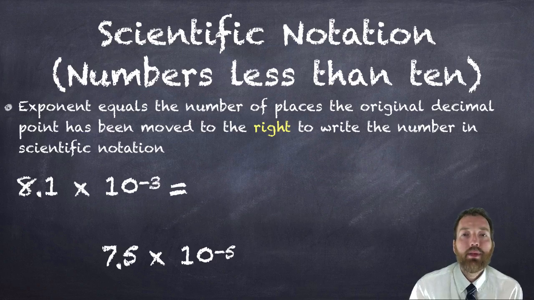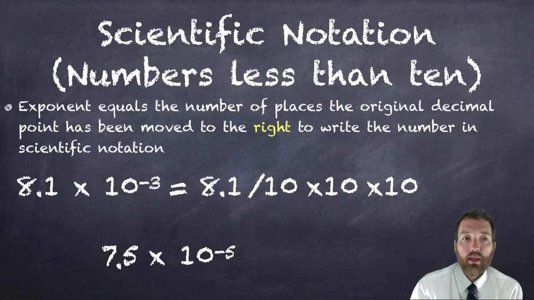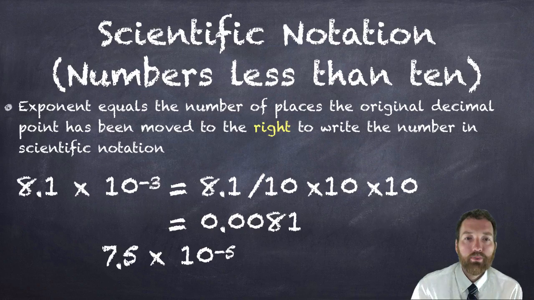Okay, if you have a number that's less than 10, the exponent equals the number of places the original decimal point has been moved to the right to write the number in scientific notation. So here I have 8.1 times 10 to the negative 3. So that really means 8.1 divided by 10 times 10 times 10. If I punch that in the calculator, I would get 0.0081. Or I could just move that decimal point to the left 3 places to get 8.1 times 10 to the negative 3.